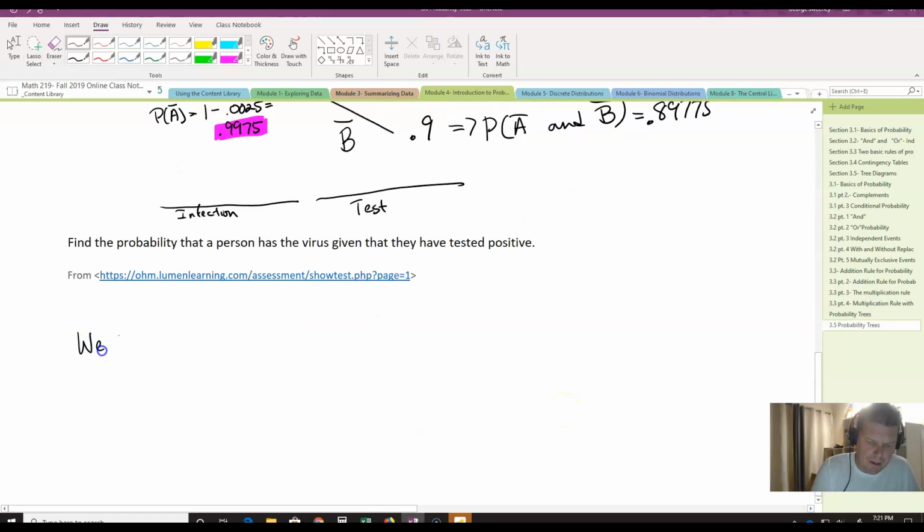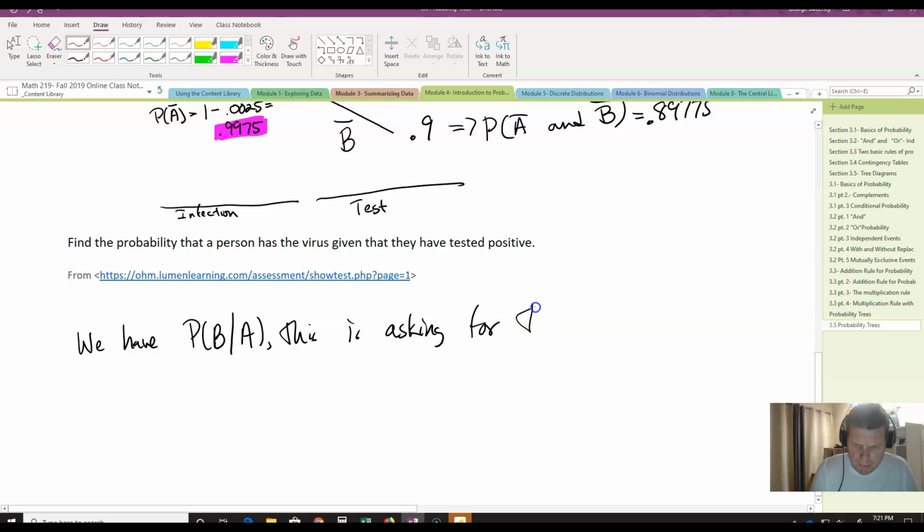We have the probability of B given A. This is asking for the probability of A given B. Now, it turns out it's not all that bad. Okay? All right, so this is the probability that somebody has the virus given that they test positive.